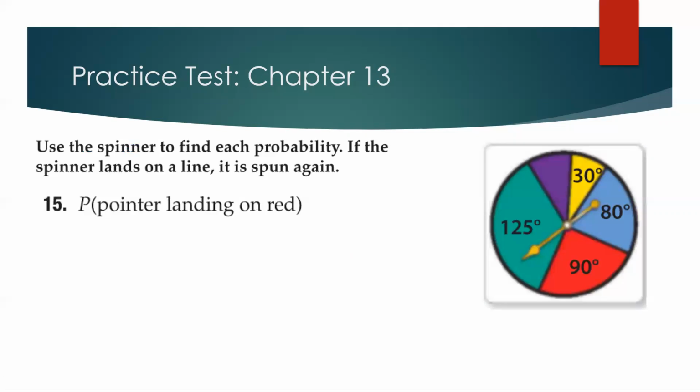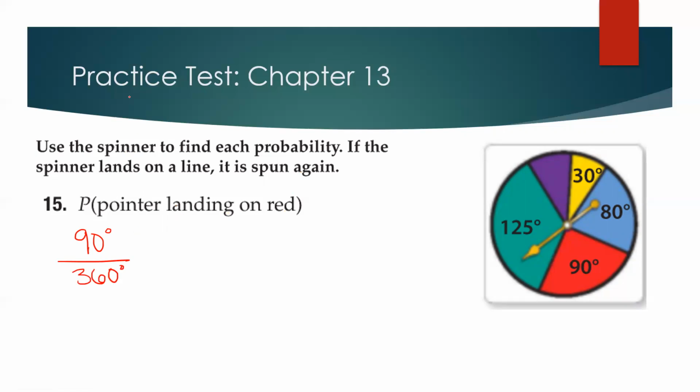All right, number 15 says use a spinner to find each probability. If the spinner lands on the line, it is spun again. So what is the probability that the pointer will land on red? Okay, so the red section is 90 degrees out of a total 360 degrees.